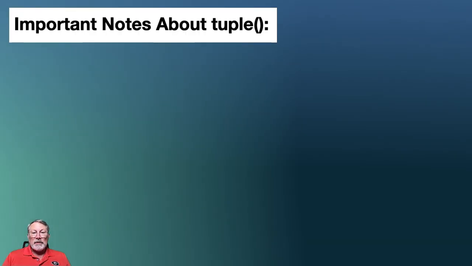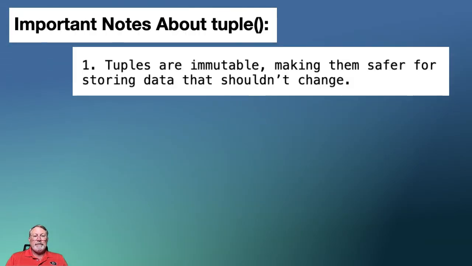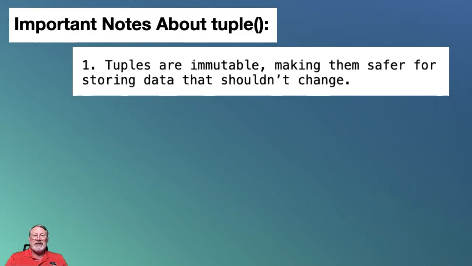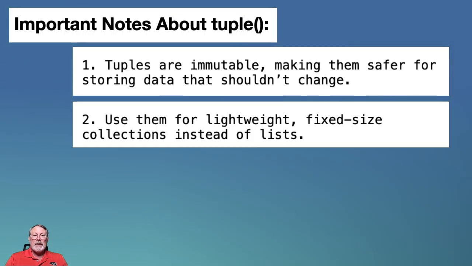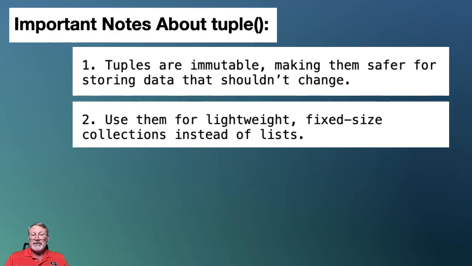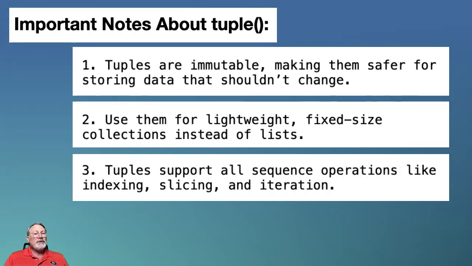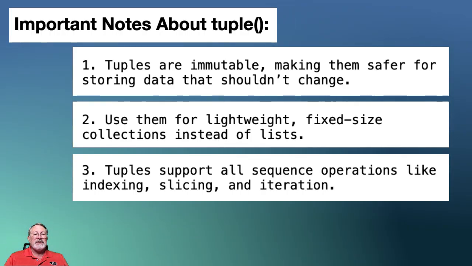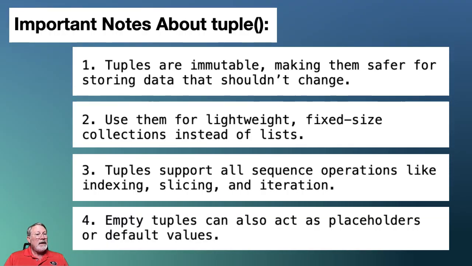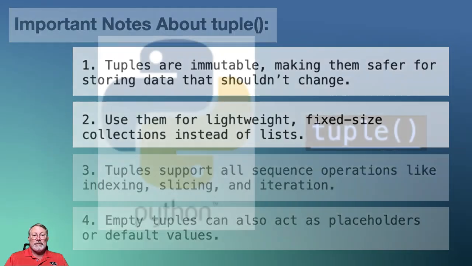Here are some important points about the tuple function. Tuples are immutable, making them safer for storing data that shouldn't change. Use them for lightweight, fixed-size collections instead of lists. Tuples support all sequence operations like indexing, slicing, and iteration. Empty tuples can also act as placeholders or default values.